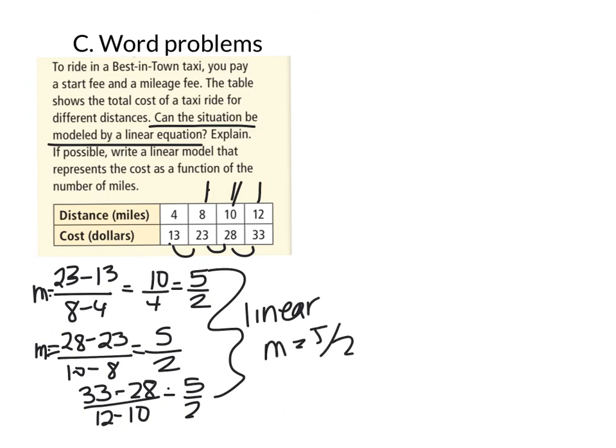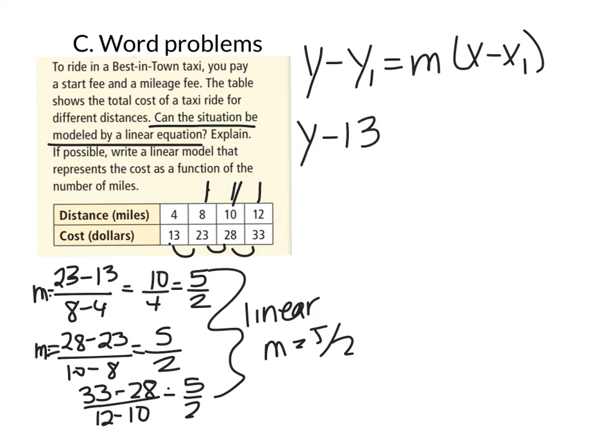And if we know m is 5 halves and we know one of the points, I can use any of these 4 points. We're going to plug it into our point slope form. y minus y1 equals m times x minus x1. And again, x1 and y1 can be any of the points we want. So I'm going to do y minus 13. I'm going to use 13 and 4 equals m, 5 halves, times x minus 4.